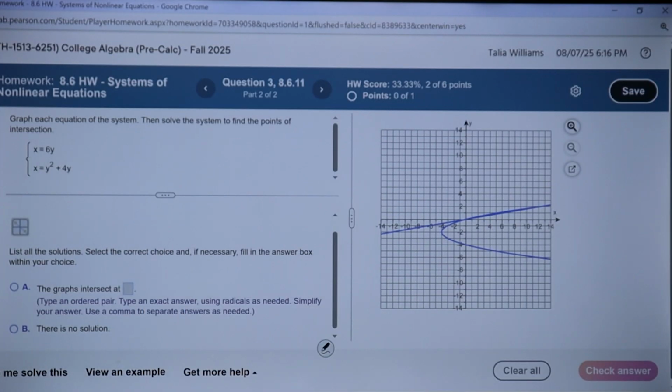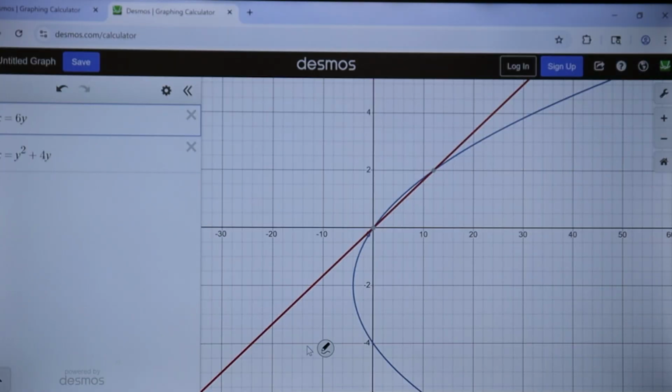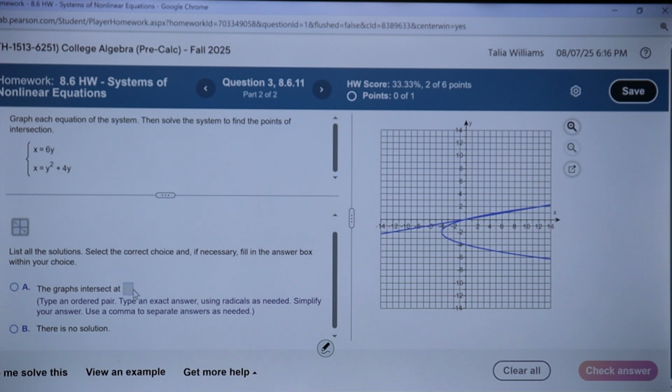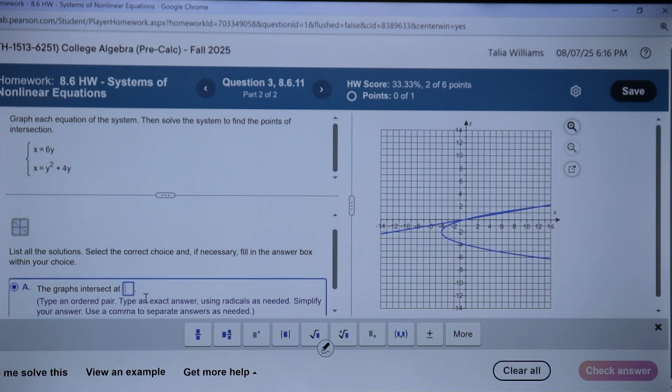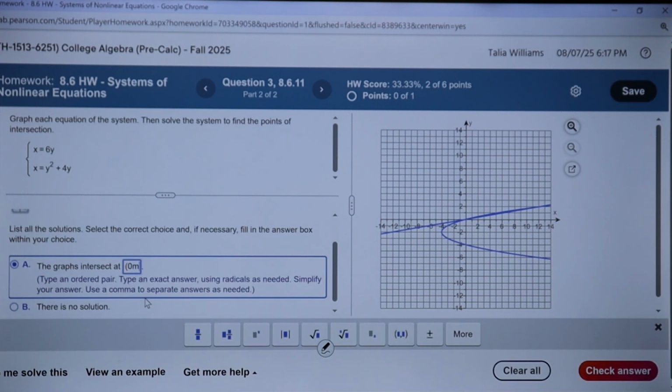I'm going to go use Desmos again to look at where these cross. And it has it on here. So (0, 0) and (12, 2). We have to write it as ordered pairs. So (0, 0), extra comma, and then (12, 2).